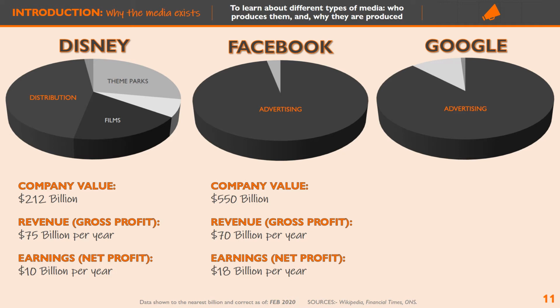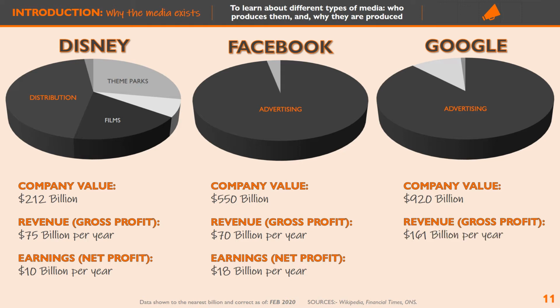Looking at Google, we can see that their company is worth $920 billion. And again, most of their income is from advertising. Their revenue, their gross profit, what they bring in is $161 billion a year, and they keep $34 billion of that, which means they spend an awful lot of money to generate that.